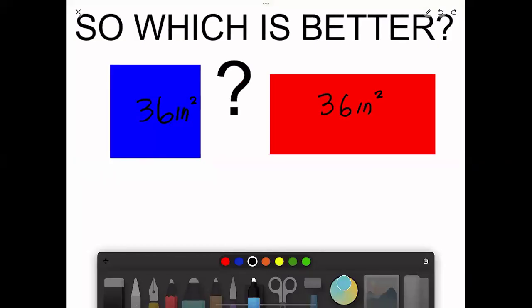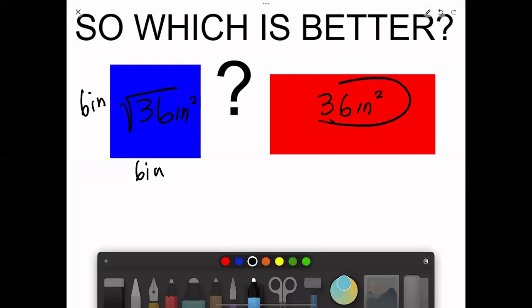All right, now, first thing, which one is better, the square or the rectangle? They both have an area of 36 inches squared. But when I say better, what I want to know is, can you tell me what the sides are? Well, for the square, it's easy. All you have to do is take the square root of that number, and that tells you that the side is going to be 6 inches, and this side is going to be 6 inches all the way around.